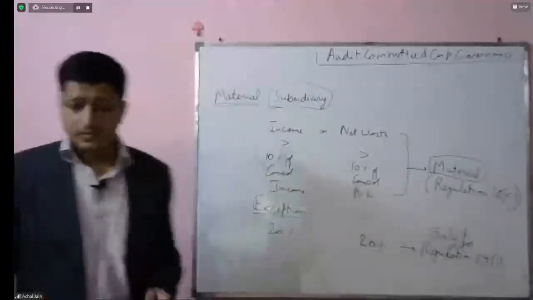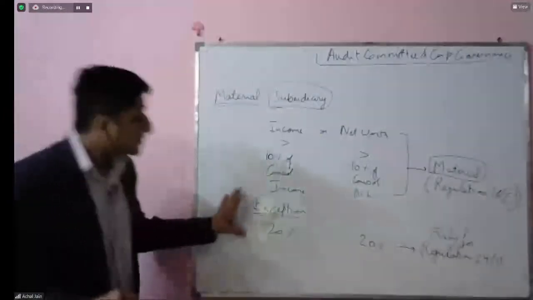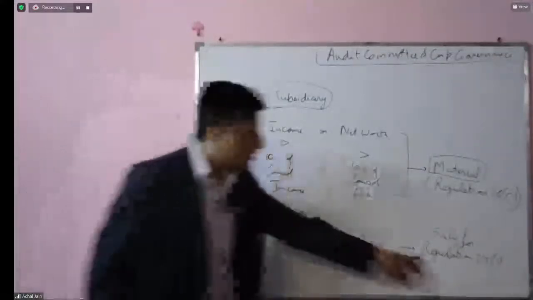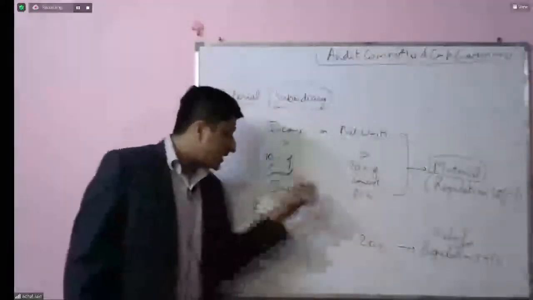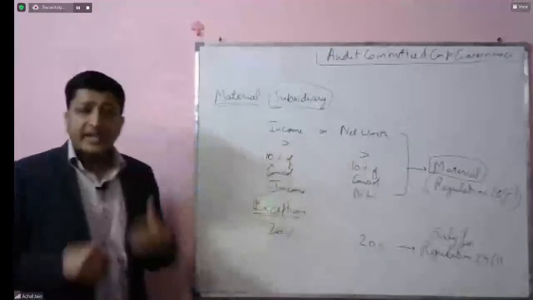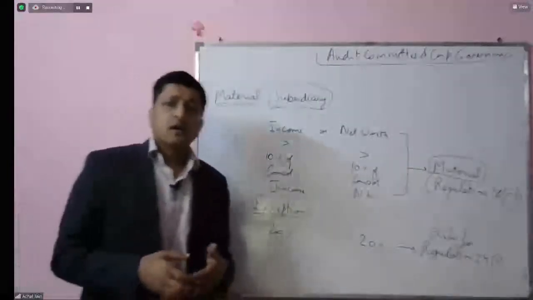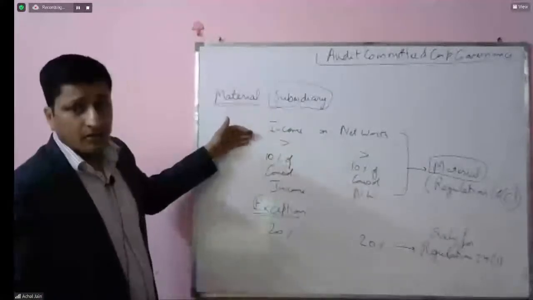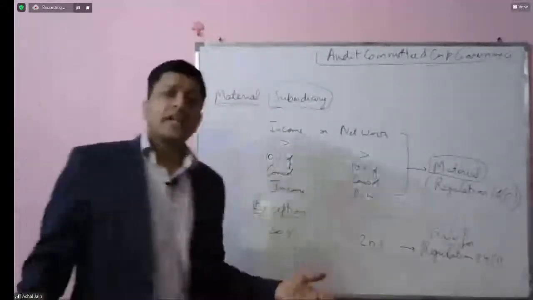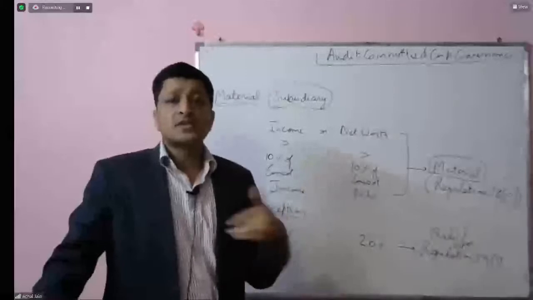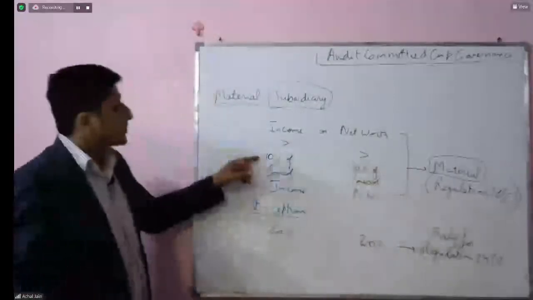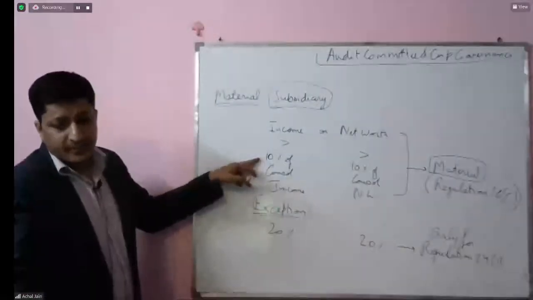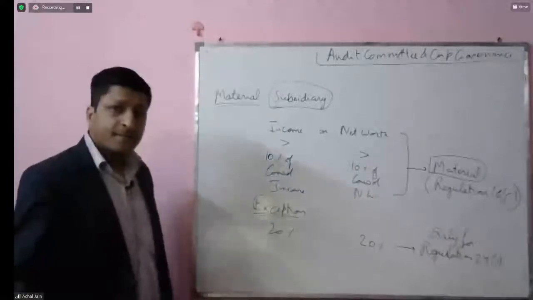Clear on this? Yeah? Only for this regulation, we will change this percentage to 20 and then derive whether this subsidiary becomes material or not. Otherwise, everywhere else, if we have to check whether this subsidiary is material or not, what percentage will apply? 10%. Clear?